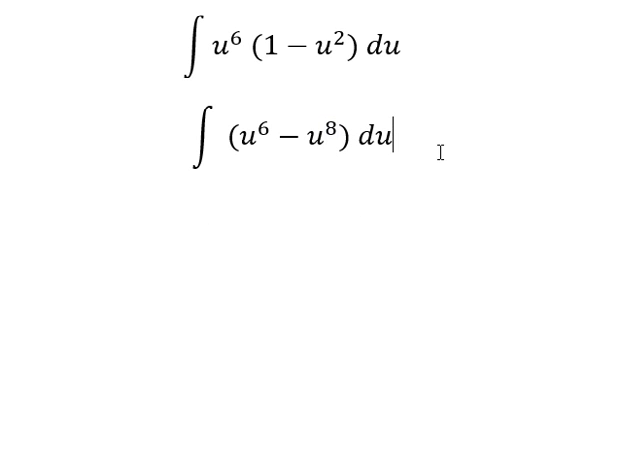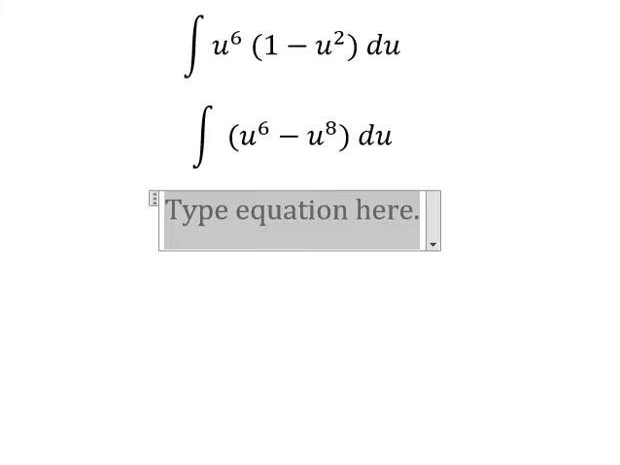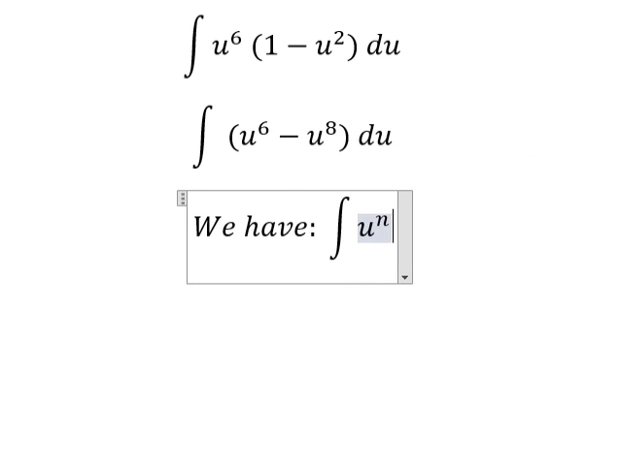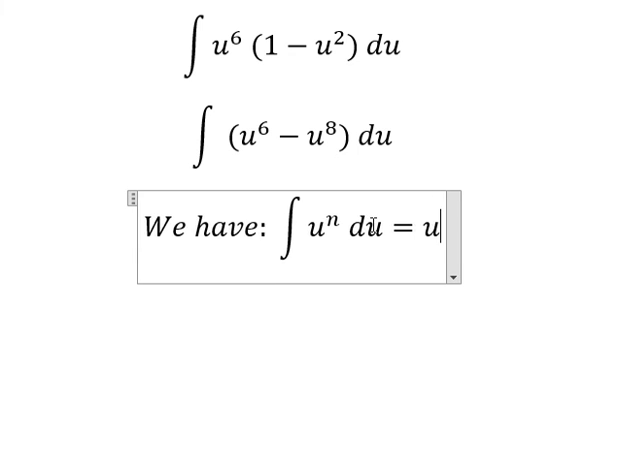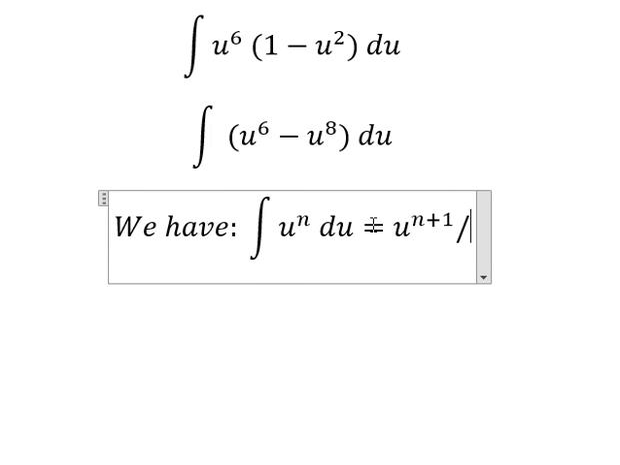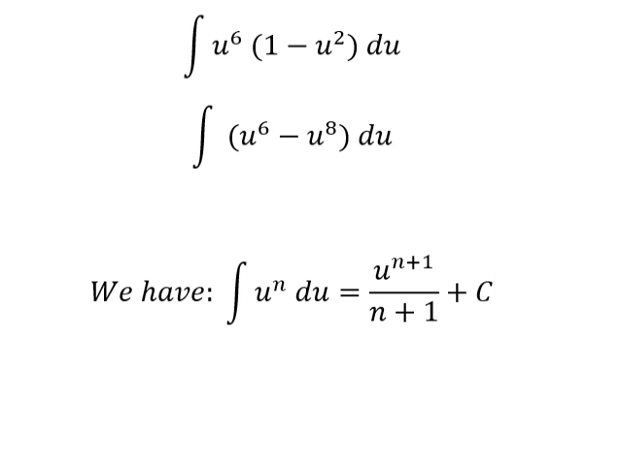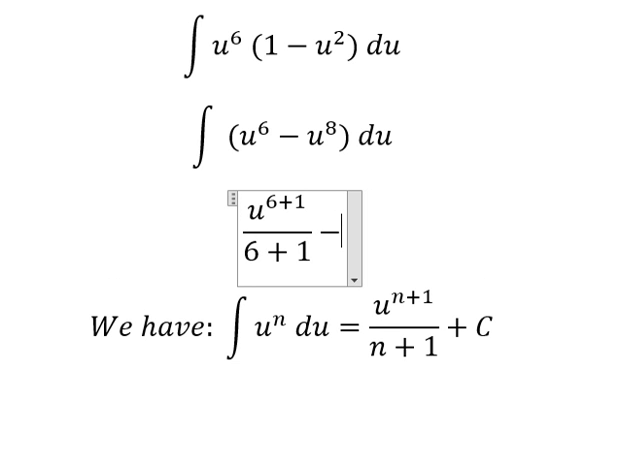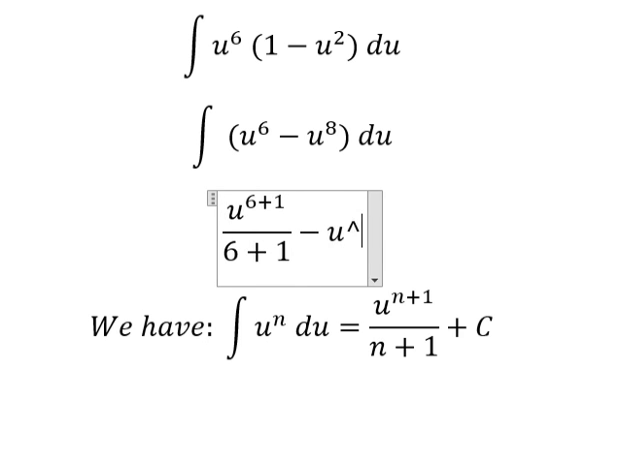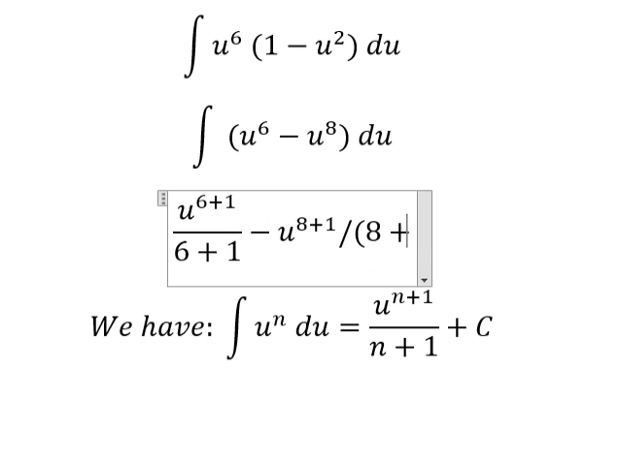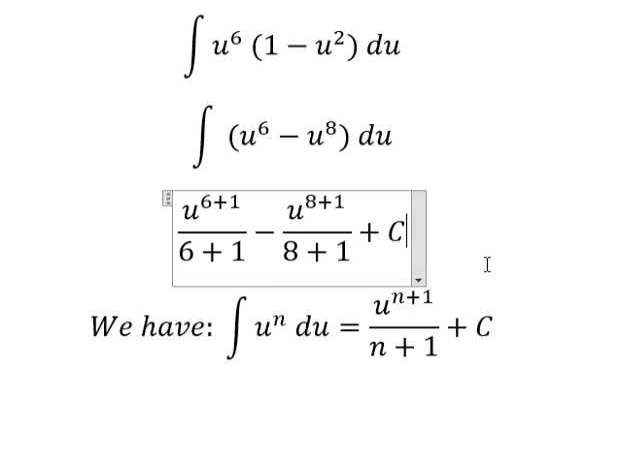Next, we can use this integration: the integration of u to the power of n du. We have u to the power of n plus 1 over n plus 1, and I will put plus c. So this one, we have u to the power of 6 plus 1 over 6 plus 1. This one, we have u to the power of a plus 1 over a plus 1, and I will put plus c.